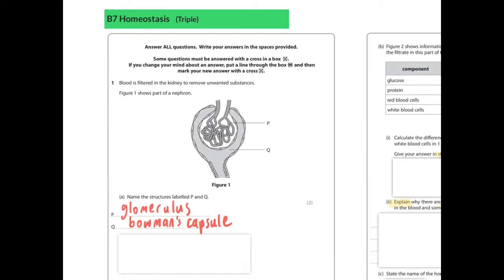But the glomerulus is basically a network of capillaries where the ultrafiltration occurs. So small particles can leave through, big ones can't, and they make the glomerular filtrate, which is then absorbed into the Bowman's capsule.